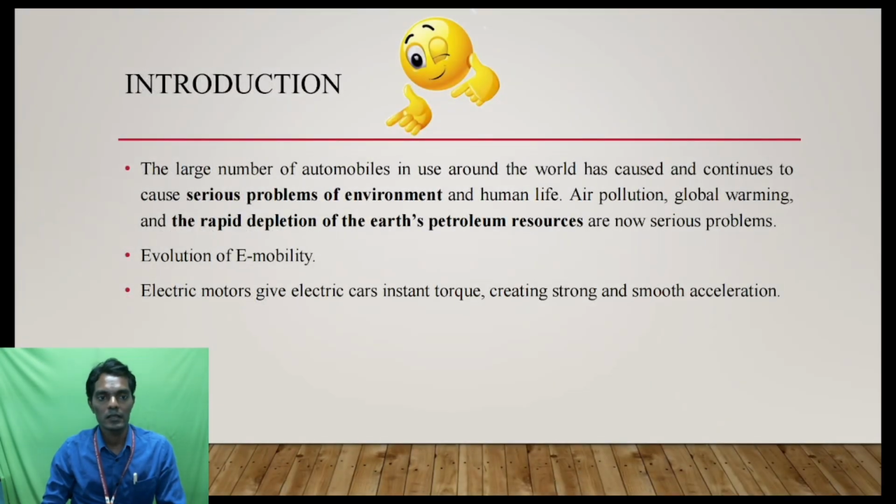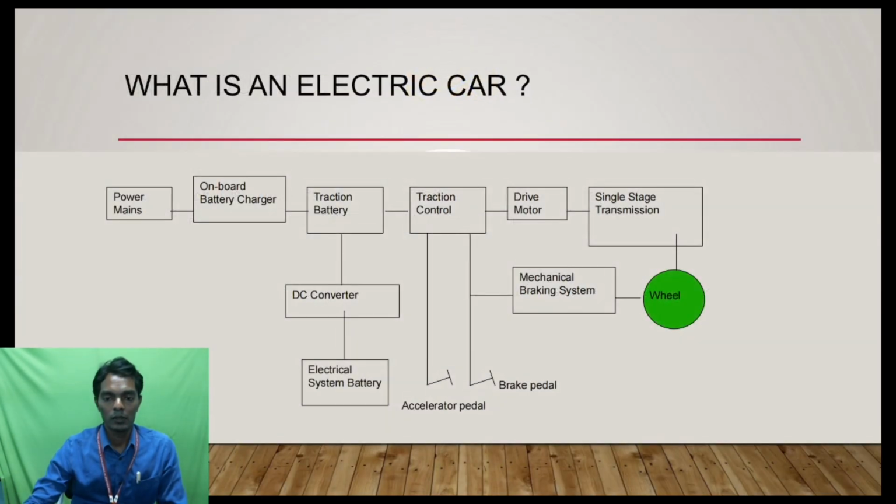First we have to understand there are a large number of automobiles in use around the world, but what is the problem? It's not helping the environment and human life because they are causing air pollution and global warming and also rapid depletion of Earth's petroleum resources. That is why we are going to green resources, right? That is renewable energy. Using renewable energy, we will never run out of energy because it's hugely available in nature. That is the go-to solution to meet the demands of the future.